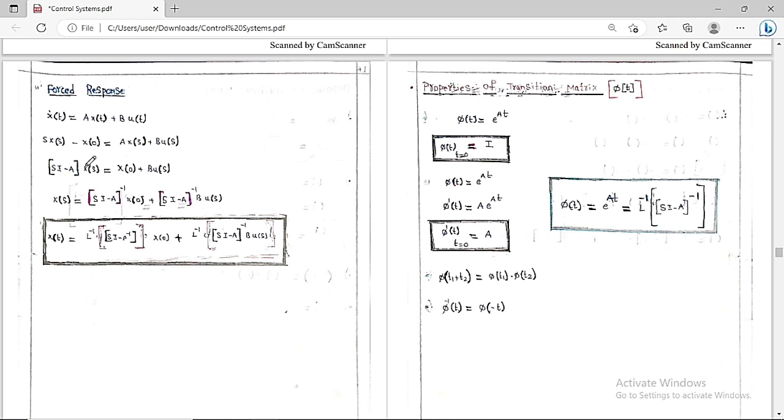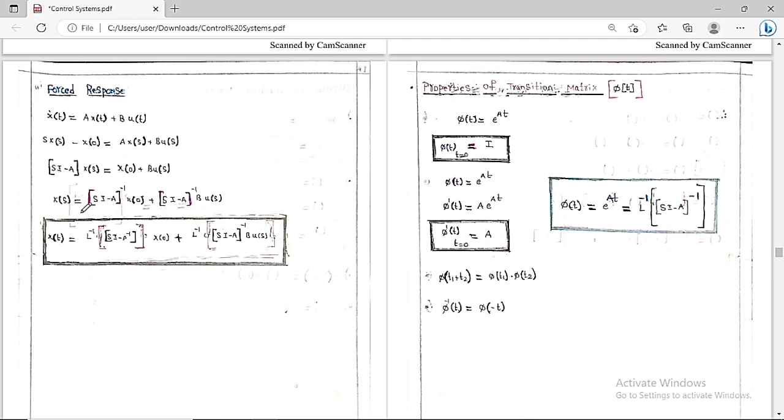If you multiply by (sI minus A) inverse on both sides, then we get X of s is equal to (sI minus A) inverse into x of 0 plus (sI minus A) inverse into B into U of s. So this is what we are going to get. Now this is in terms of the s domain. I want to get it in terms of the time domain.